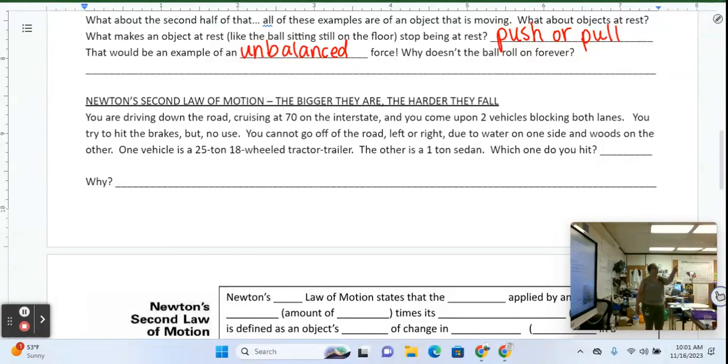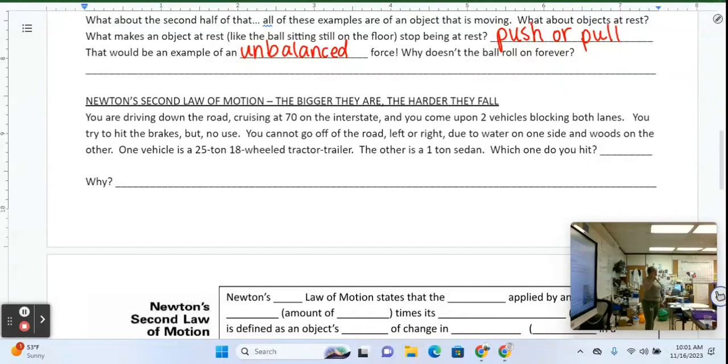Okay, so eventually friction would slow it. There's another force that's unbalanced. So friction is the unbalanced force pulling on the bottom of it. And there's another unbalanced force that's pushing, gravity. But those two unbalanced forces will eventually stop the ball.